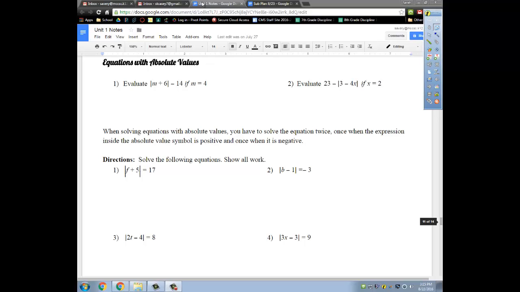So today we're talking about equations with absolute values. The main thing that you have to remember about absolute values is whatever is inside of the absolute value symbols, it's the distance between that number and zero on a number line. Another way to think about that is whatever number is between the lines is the positive version of that. So the absolute value of negative 3 would be 3.